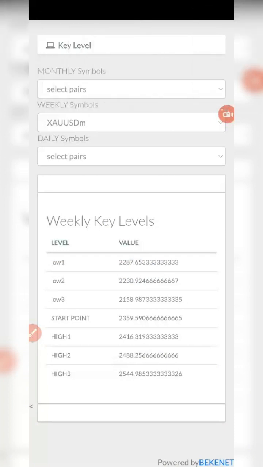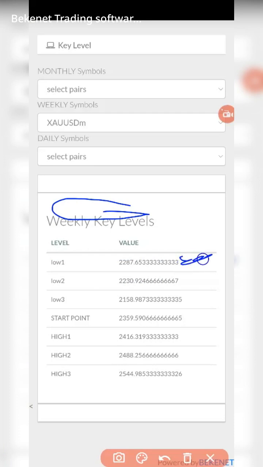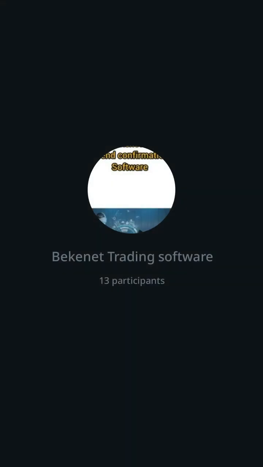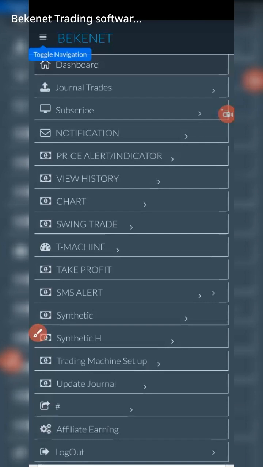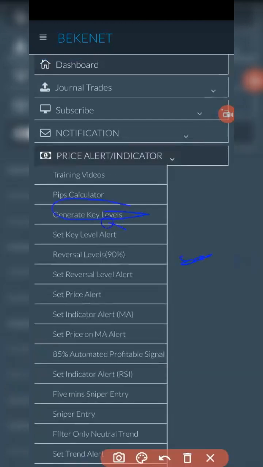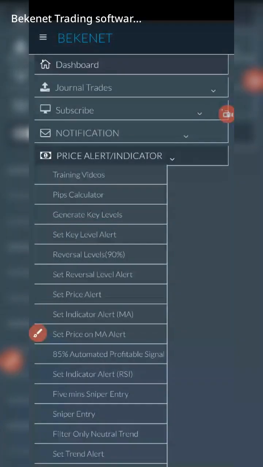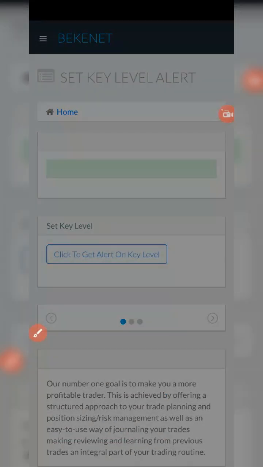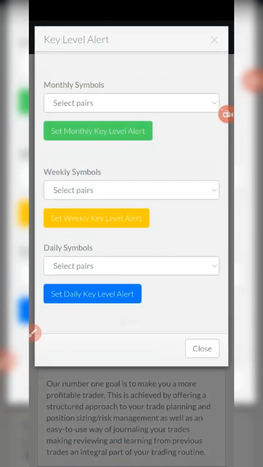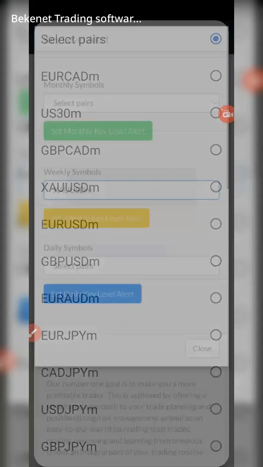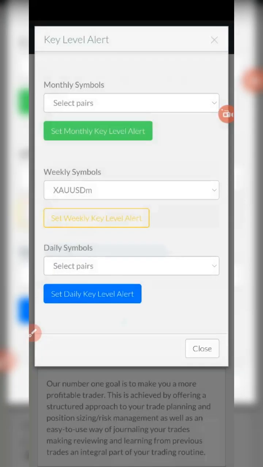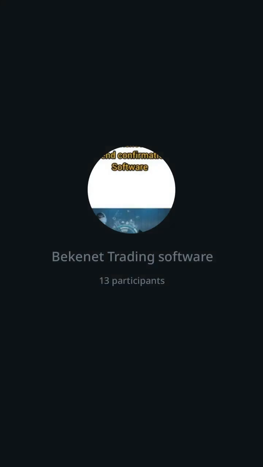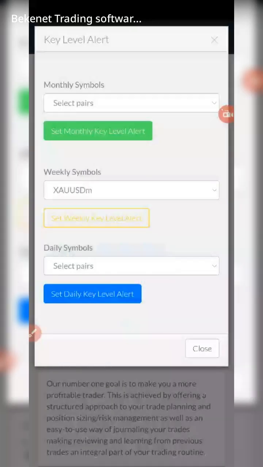You understand? So if I want price to react to this level, I don't want to be looking at my MT5. All I need to do is come here, click on this place, set key level alerts. This is where your notification comes in. I'll just come here, program it, select the pair. Which key level do I want? Weekly, monthly, or daily? I normally use weekly. I select gold, I click. So any key level the price gets to for that gold, as it's touching it, I'm notified that price has reacted to this key level.